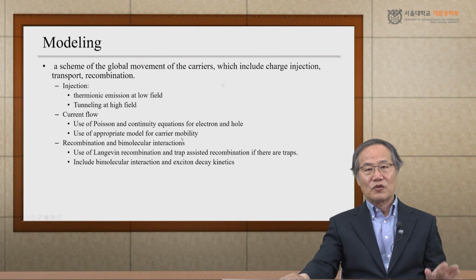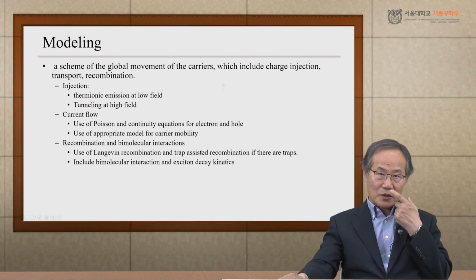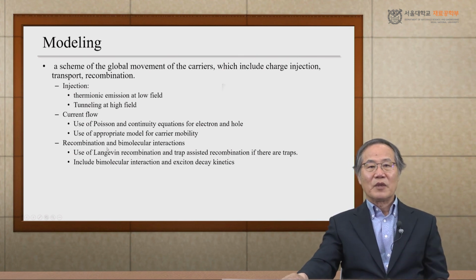You also need an approach model for carrier mobilities. I just introduced the Bässler model, but it turns out not to be adequate for all molecules, so sometimes you need different ones. Anyway, sometimes we need to use phenomenological models. Also, recombination and bimolecular interactions are sometimes required, because in the previous case I also explained triplet annihilation, triplet-polaron interaction, quenching, and so on. So we need to consider those kinds of annihilation processes.